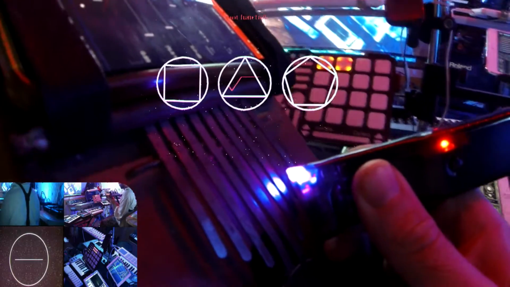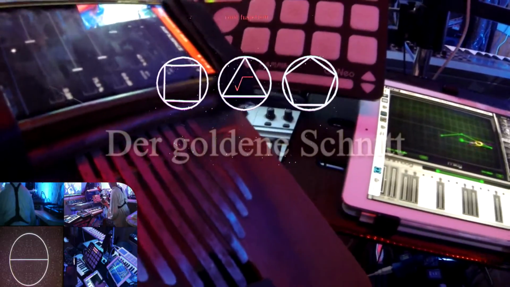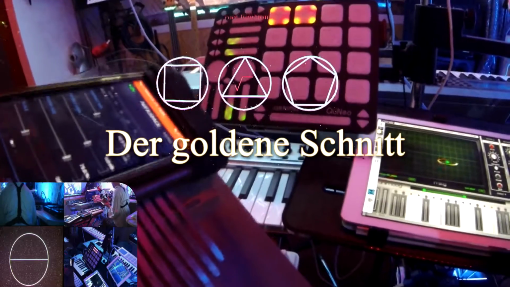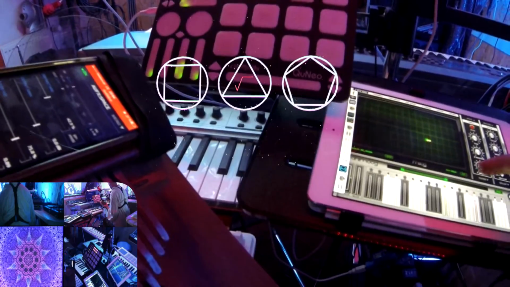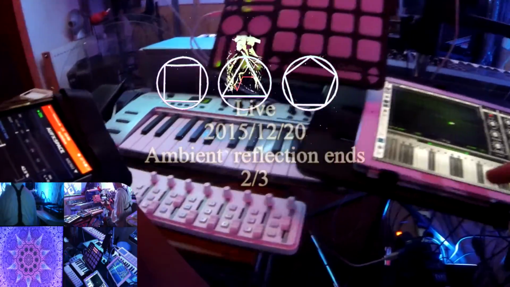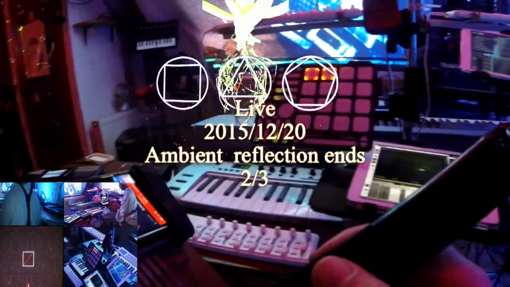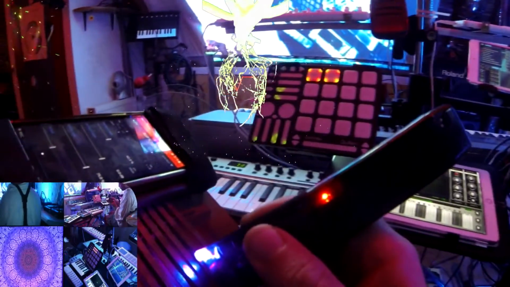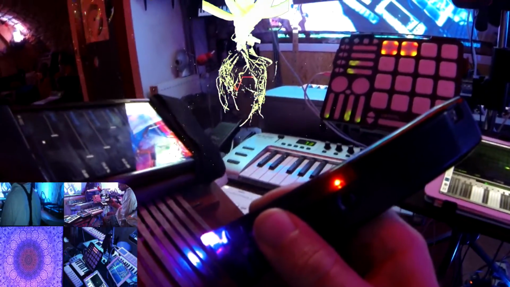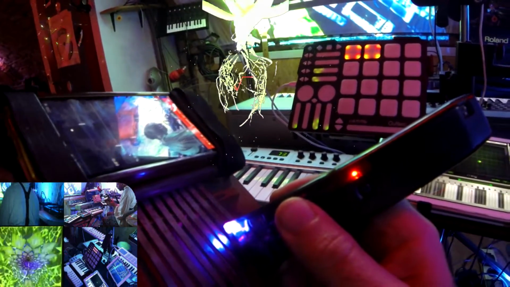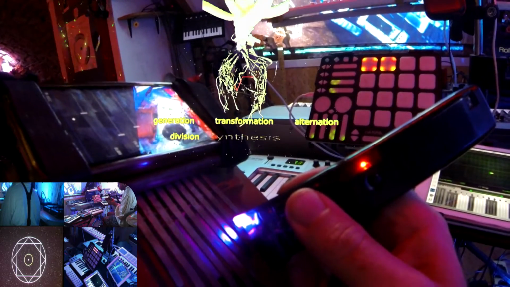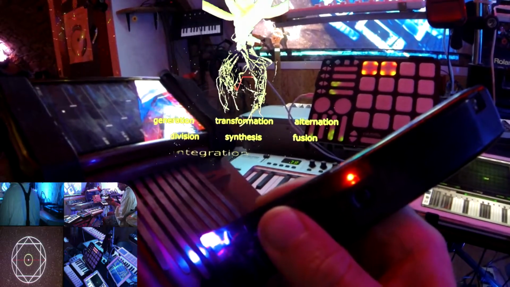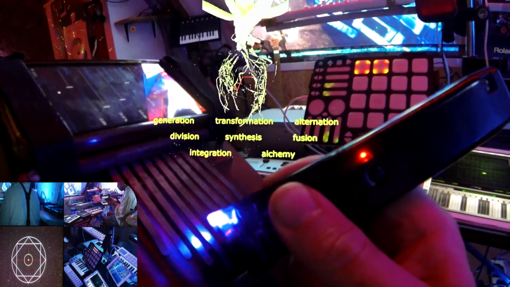The root function, represented by that red tick there. The root function in sacred geometry has many similarities and performs many similar tasks to the root function in nature, such as generation, transformation, alternation, division, synthesis, fusion, integration, and alchemy.